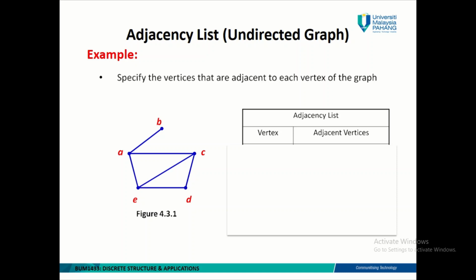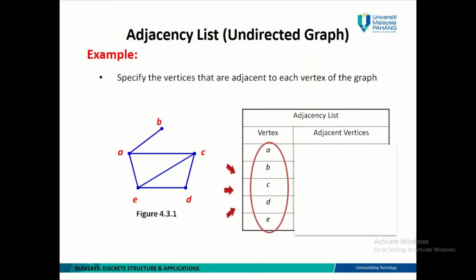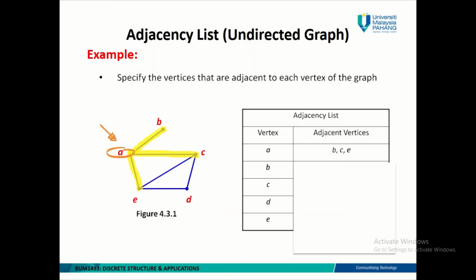Let's see the example for the adjacency list for the undirected graph. Here we have the graph in figure 4.3.1, and we need to draw the table which has two columns, vertex and adjacent vertices. We can see in the figure that we have 5 vertices, A, B, C, D, E. So we write down all the vertices in the column vertex. The next is the adjacent vertices.